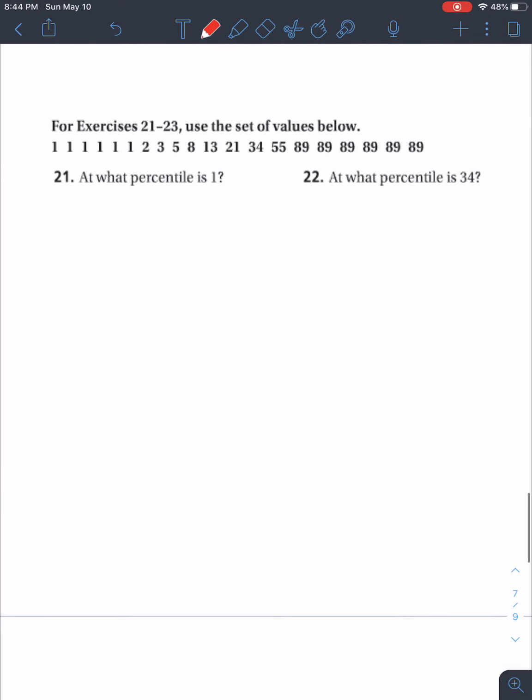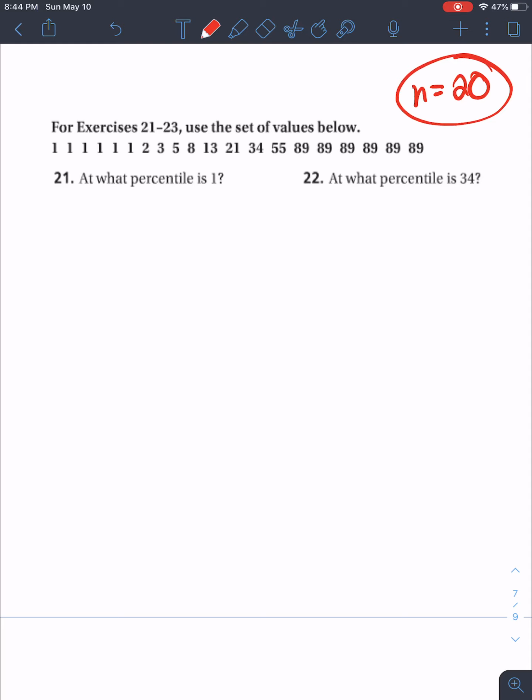So next problem's here. It says, at what percentile is 1 and at what percentile is 34? First one here is a little tricky. We just have to be careful. First off, going back to our steps from before, is the data in order? Then we count our n. So I'm going to figure out how many total data pieces I have. 1, 2, 3, 4, 5, 6, 7, 8, 9, 10, 11, 12, 13, 14, 15, 16, 17, 18, 19, 20. So our n is equal to 20.